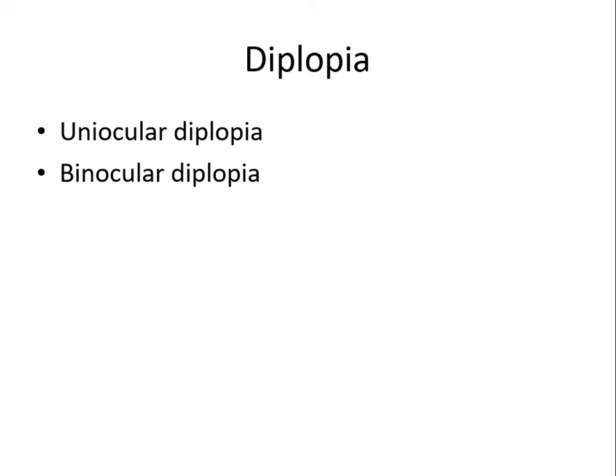Binocular diplopia will vanish when the patient closes one of the eyes, whether the affected eye or non-affected eye. If you close one eye of the patient, the diplopia will vanish. If it is uniocular diplopia, the diplopia will vanish only when you close the affected eye. If you close the normal eye, the diplopia still persists. So the cause of uniocular diplopia is subluxation of the lens.